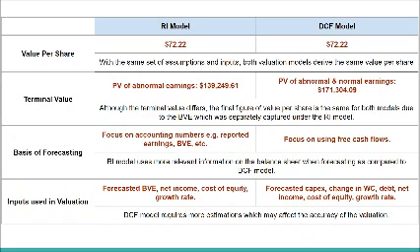And for the inputs used in valuation, for the RI model, we have to use the forecasted book value of equity, net income, cost of equity, and growth rate. For the discounted cash flow model, we have to use the forecasted capital expenditure, net income, cost of equity, and growth rate. From this, we can conclude that the DCF model requires more estimation, which may affect the accuracy of the valuation.